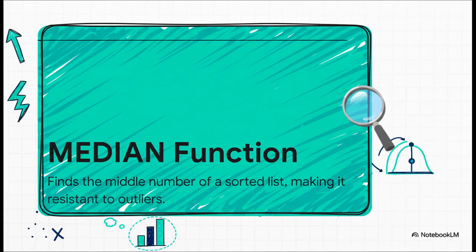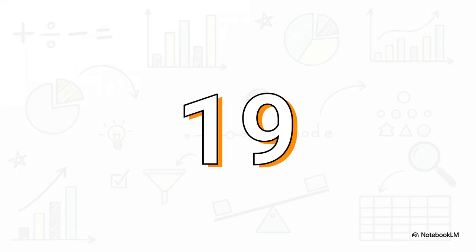What it does is brilliant. First, it sorts all the numbers from smallest to largest, and then it just picks the number that's sitting right in the middle of the list. This makes it super resistant to those crazy high or low values. And just look at that difference. The median of our sales data is 19. Now that feels like a much more honest number for this data set, doesn't it? The median function basically ignored that extreme value of 100 and gave us a much truer sense of the center.